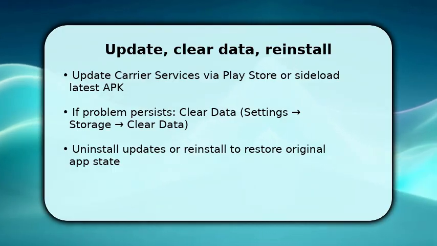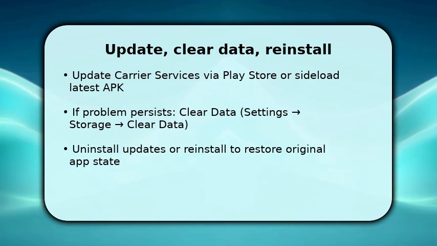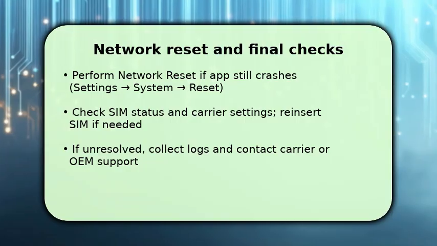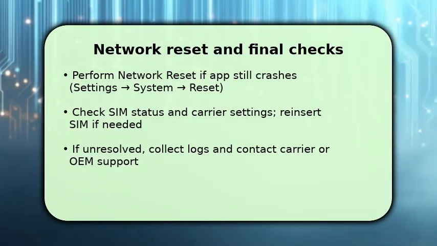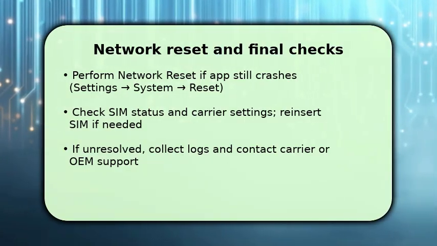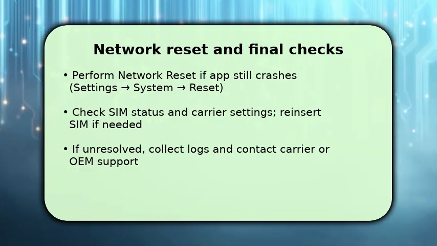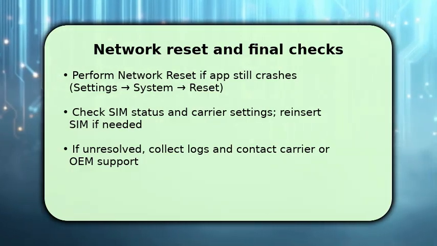As the final steps, perform a network reset to restore APN and carrier defaults. This removes misconfigured network profiles that can crash Carrier Services. Once done, reboot and verify the SIM shows correct signal and carrier. If issues persist, reinsert the SIM and check for carrier settings updates from your operator.